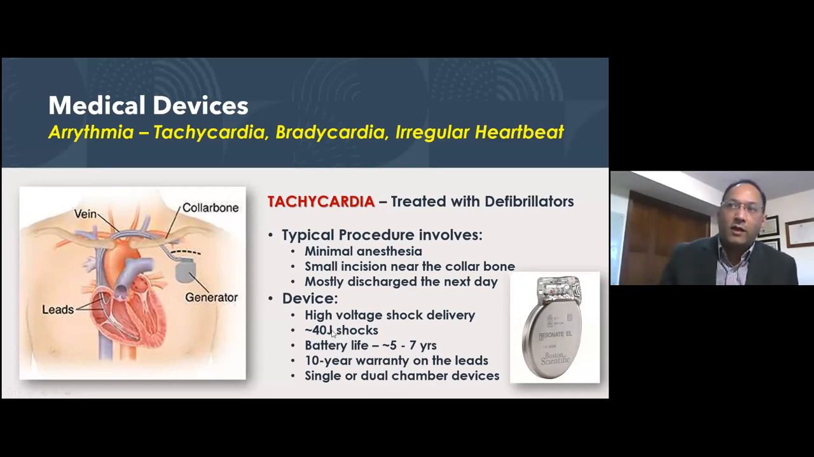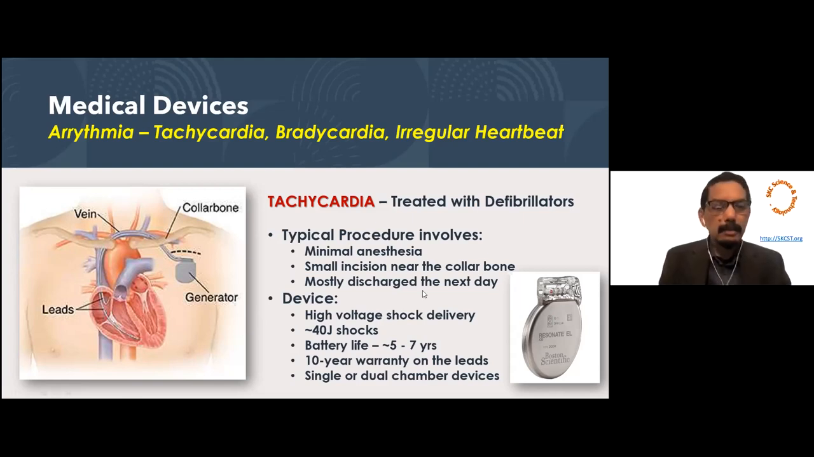All these devices are capable of high joule shocks, but certain patients may actually need only 20 joule shocks, and that may be good enough. In their cases, their battery life is definitely a lot longer. I see. Okay, of course.